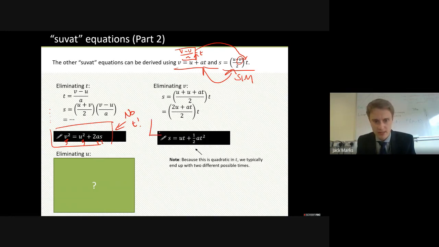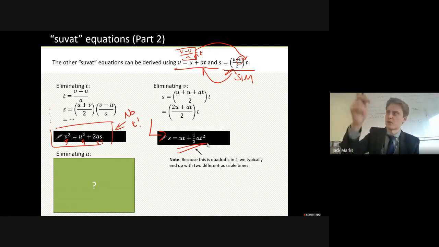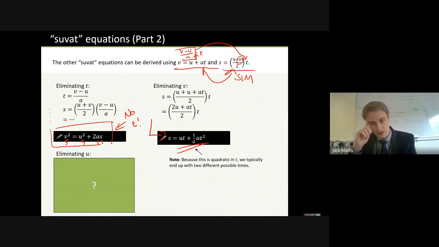And this one will look quite different. This is probably the most useful SUVAT equation that there is. I would say you end up using this one about 50% of the time. So s equals ut plus half at squared. You're going to be using that an awful lot, okay? Especially when we talk about projectiles later, like throwing things up and down in the air and so on. So s equals ut plus half at squared. You'll know that one like the back of your hand by the end.